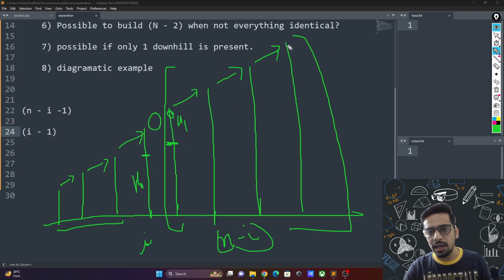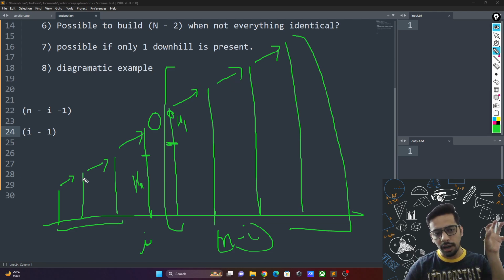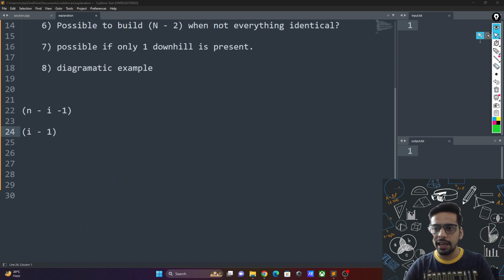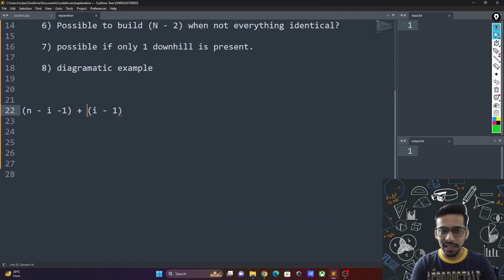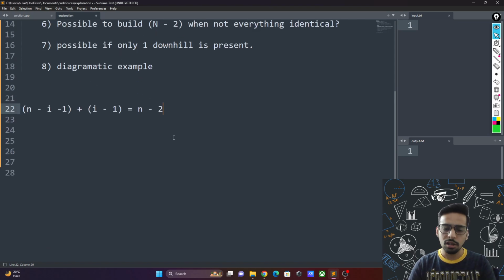Now you will get one downhill from largest to this when you move to this one, but rest all are uphills. So how many uphills do you get if you simply take the right region, place it to the right of this left first half? You will get n minus i minus 1 plus i minus 1, which is equal to n, i and i will get cancelled and it will become n minus 2. So it's always possible to put n minus 2 as your answer.